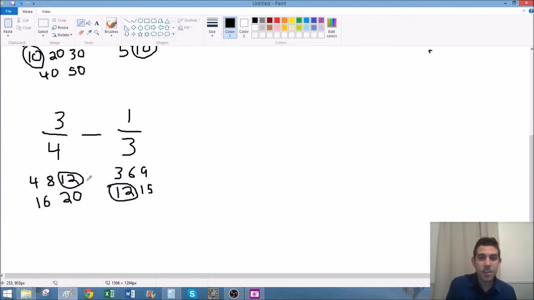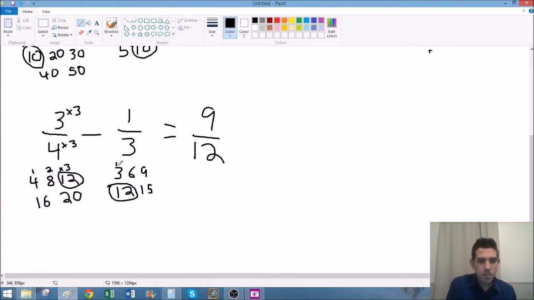Alright, so now I can start changing the other ones based on how many numbers I had to count. So here I had 1, 2, 3, which means I need to multiply everything in this problem by 3. What's 3 times 3? 9. What's 4 times 3? 12. Alright, this one's been changed to 9 over 12. That's fine. Now what about 1/3?